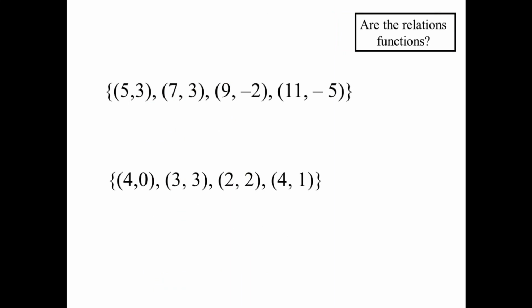Again, are the relations functions? So let's check. For 5, there's 3. For 7, there's 3. For 9, there's negative 2. For 11, there's negative 5. So for every single one of those x values, there's only one choice for a y value. So this first example is a function.